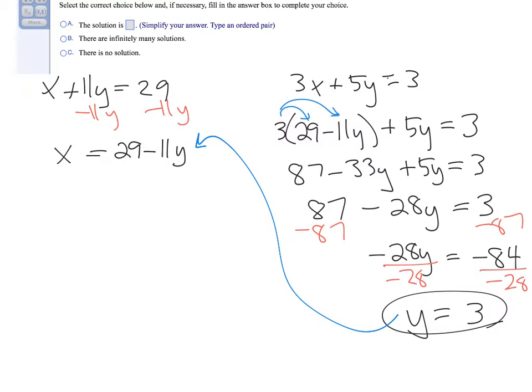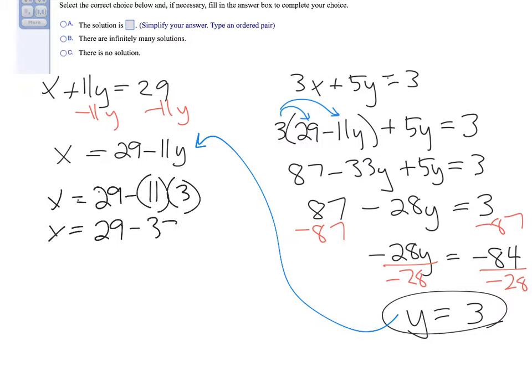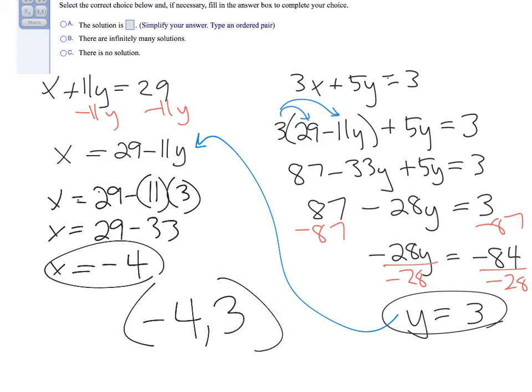Now that we know that y is equal to 3, we can substitute it in right here. So you've got x equals 29 minus 11 times 3. So x is equal to 29 minus 33. So x is equal to negative 4. And that is your ordered pair, negative 4 comma 3.